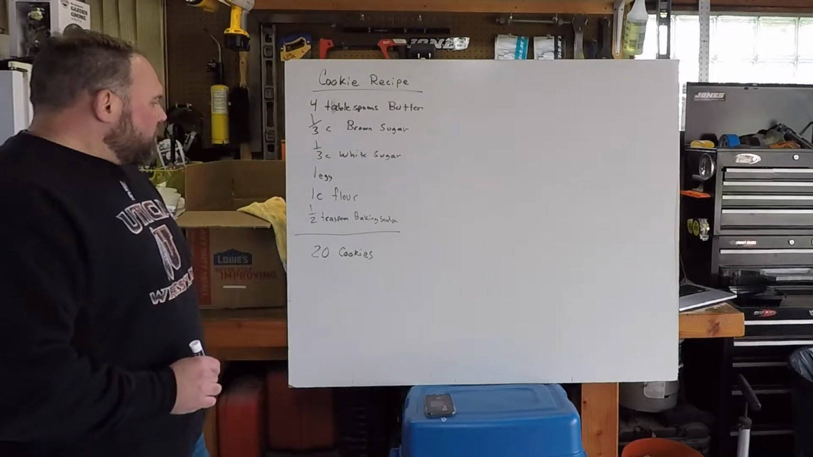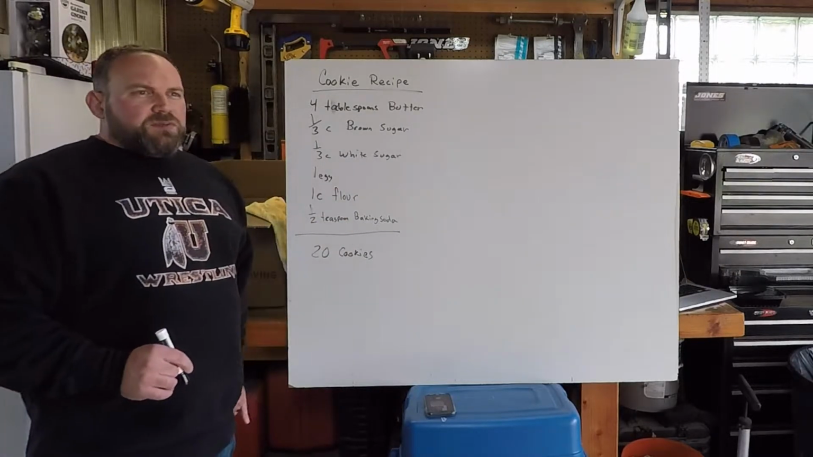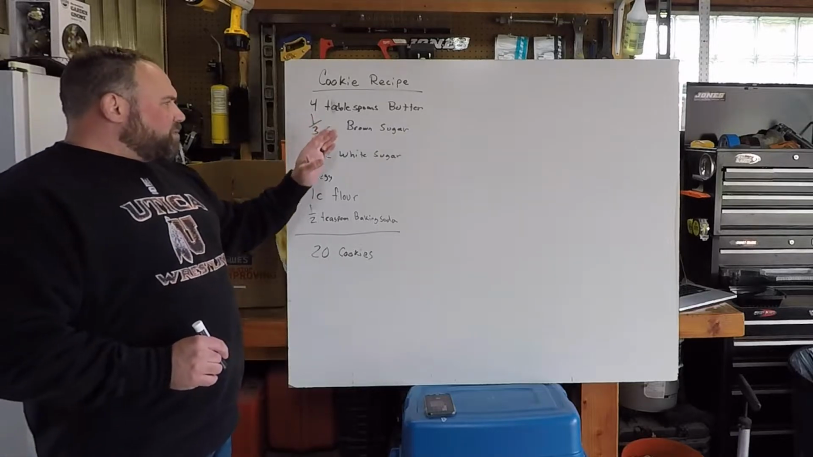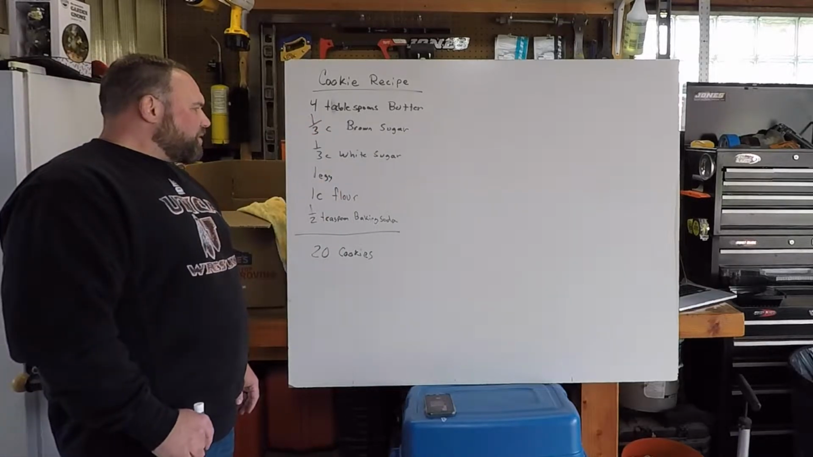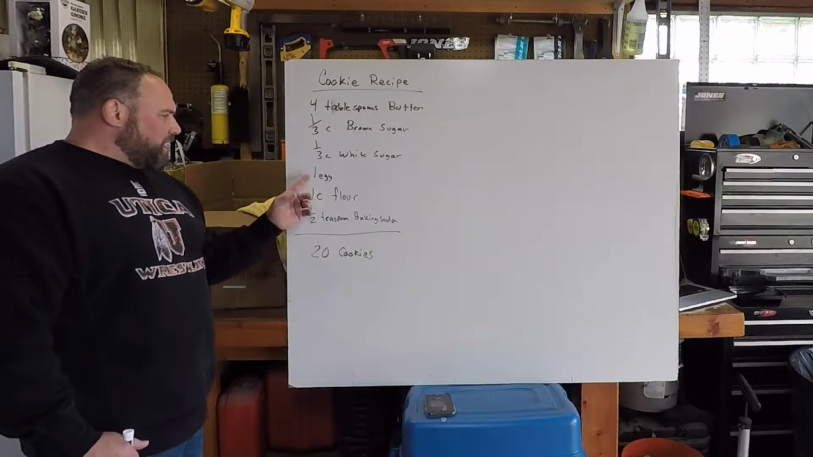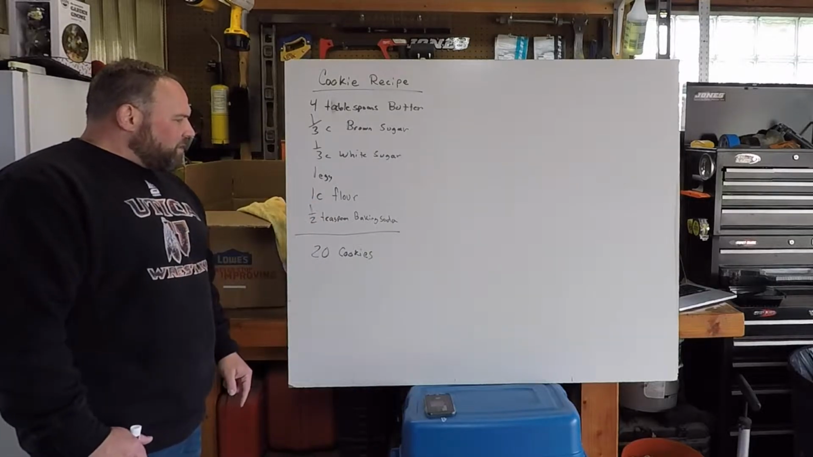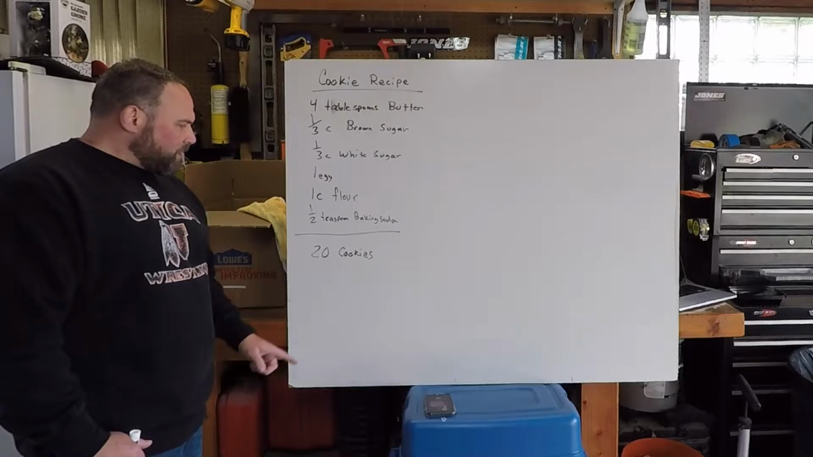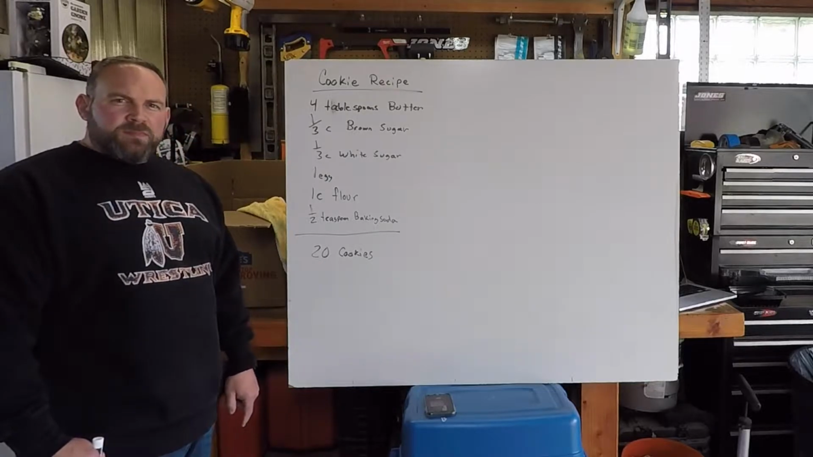So here we have a cookie recipe. 4 tablespoons of butter, 1/3 cup brown sugar, 1/3 cup white sugar, an egg, 1 cup flour, 1 teaspoon of baking soda. This gets you 20 cookies.